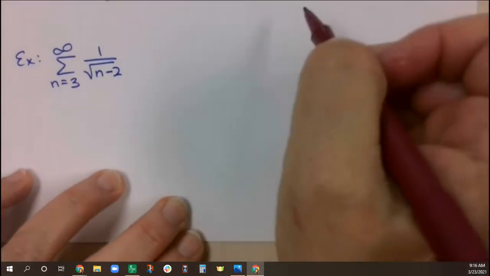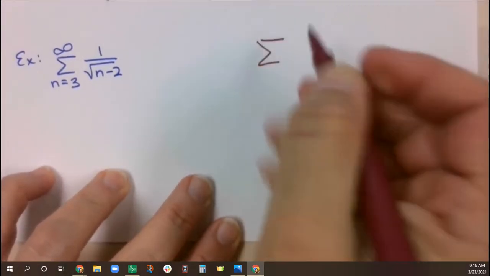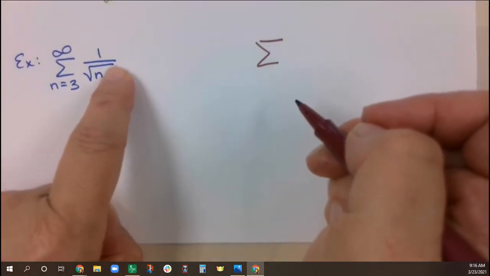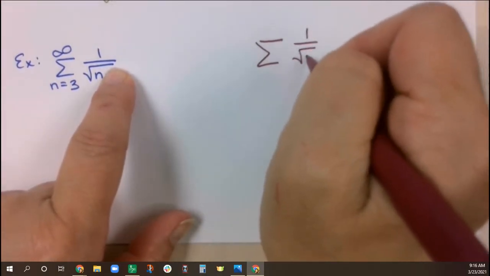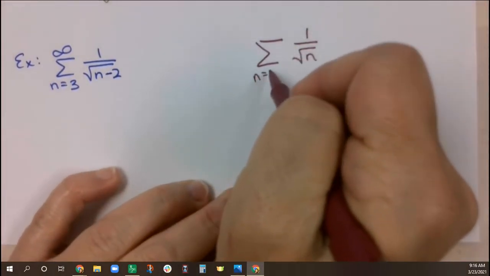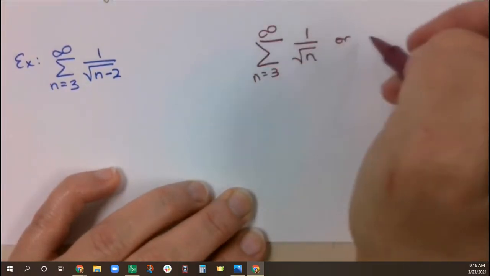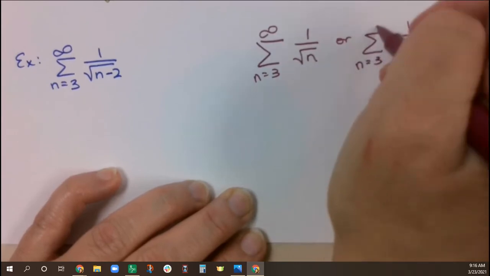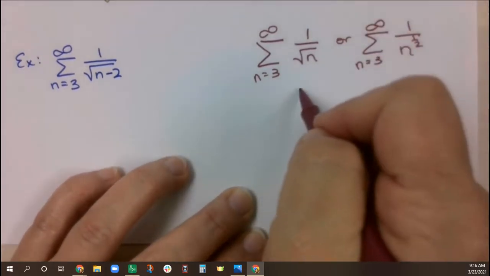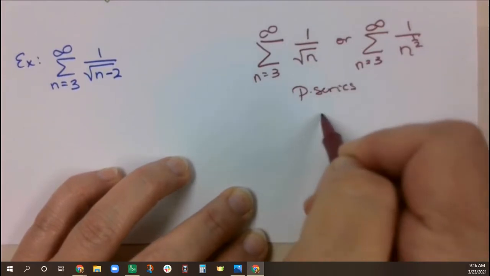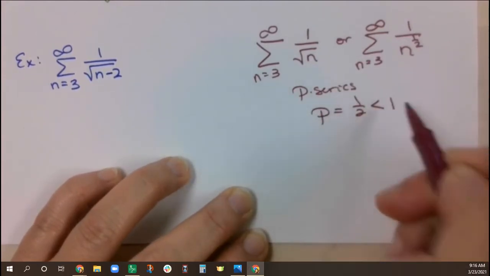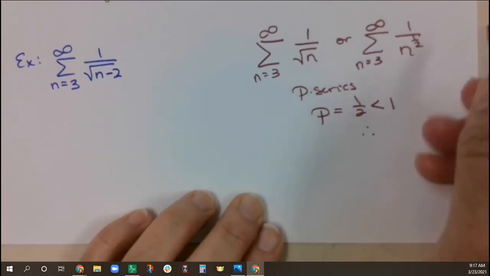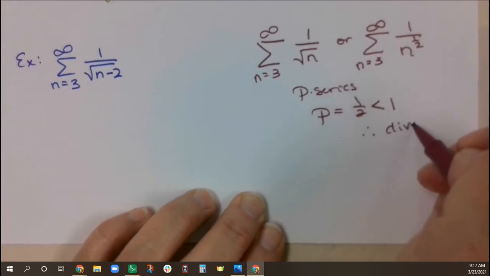So what we're going to do is choose a series to compare to. And I'm going to choose the P series that I wish this was. If the minus 2 wasn't there, then I would have 1 over the square root of n, or you could also think about that as 1 over n to the 1/2. And so this is a p series. P is equal to 1/2, which is less than 1. And therefore, we know that this series diverges.